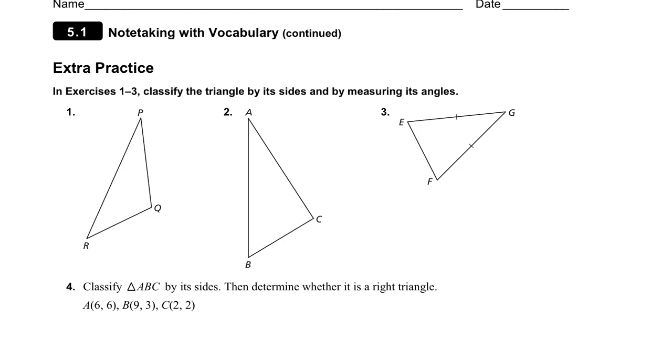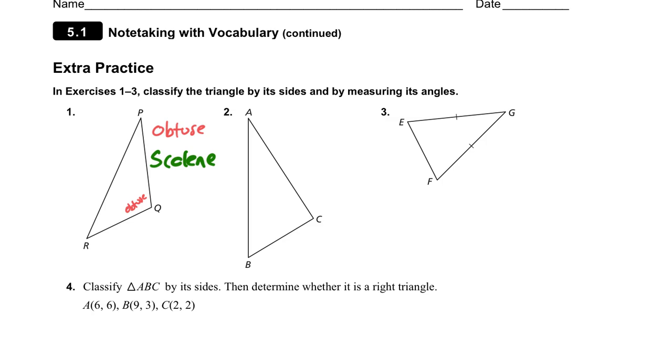So here we have extra practice problems, 1, 2, and 3. We want to classify it by the sides and by measuring its angle. So I don't have a protractor here with me, but we're just going to mark some things in here. With number 1, I can see that Q looks obtuse. And so we're just going to assume it's obtuse. So that means this is an obtuse triangle. And then if I was to take a ruler and measure these, I would notice that all three of these sides are not congruent. So then I would call this scalene. So it's an obtuse scalene triangle.